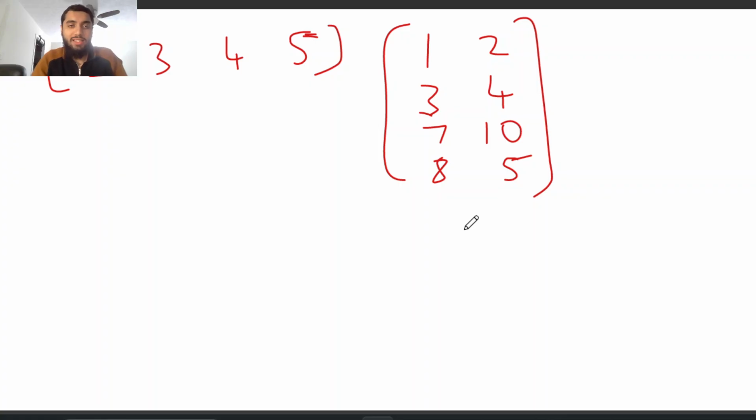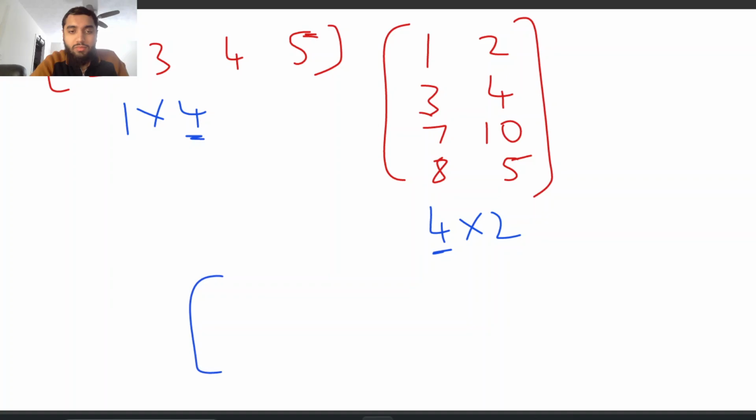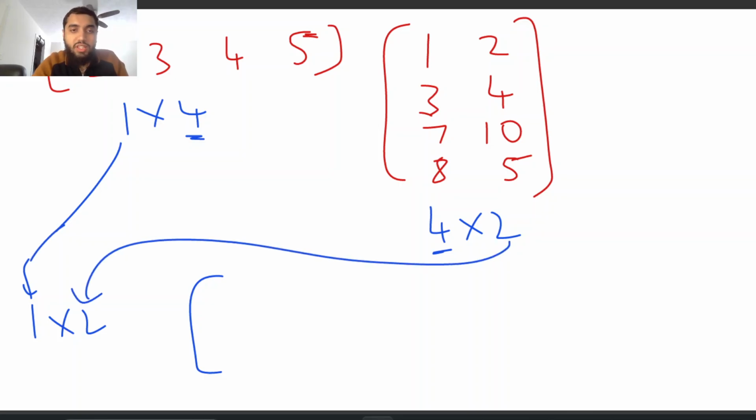Moving on to our final example. That's 1 cross 4. That is 4 cross 2. Check these two. Both of them are 4. We can multiply them together, and the resulting shape would be 1 comma 2. So 1 from this one and 2 from this one. That's going to be 1 row and 2 columns. It's going to look something like this. So we would have two empty spaces here.